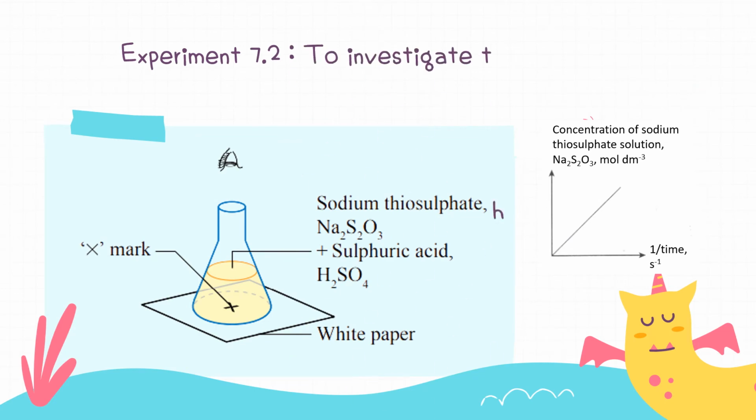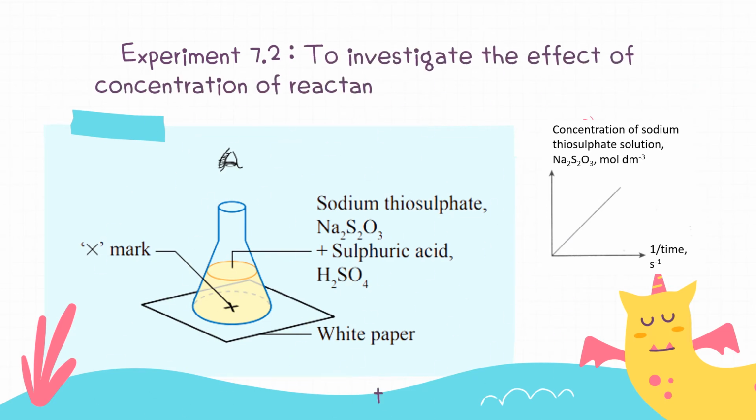Okay, this is the experiment to investigate the effect of concentration of reactant on the rate of reaction. Okay, so we use sodium thiosulfate, look at the chemical formula here, and sulfuric acid. When sodium thiosulfate reacts with sulfuric acid, it will produce sulfur. Okay, the color of sulfur is yellow. So slowly the sulfur will form, and finally this is mark X. Okay, finally we cannot see the mark X. Okay, so the time taken when mark X disappears from sight is recorded.